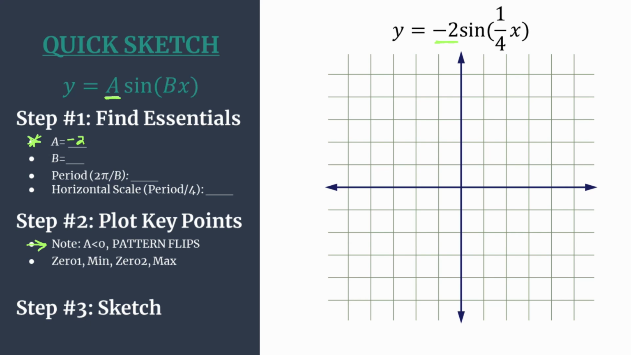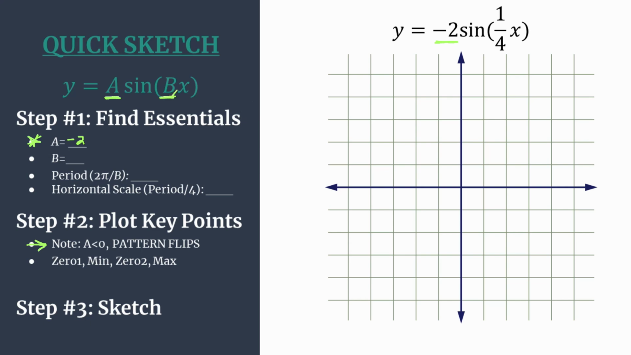If you take the absolute value, so absolute value of -2 gives you 2. 2 units will be our amplitude, or distance from the midline of our graph up to a max or down to a min. That'll help you set your y coordinates for your min and your max in step 2 as well. All right, on to b.